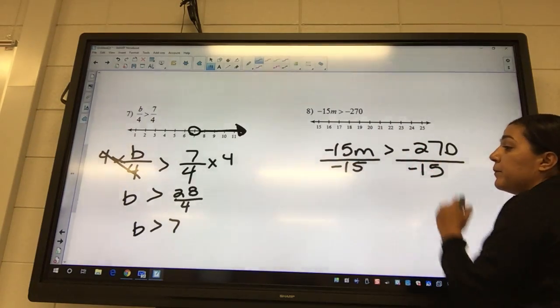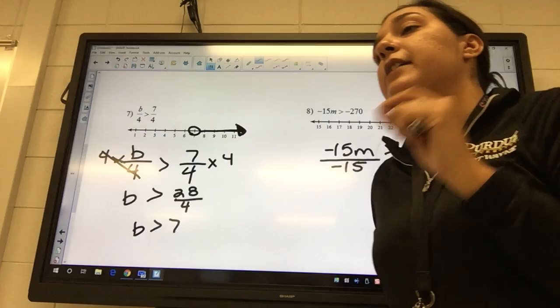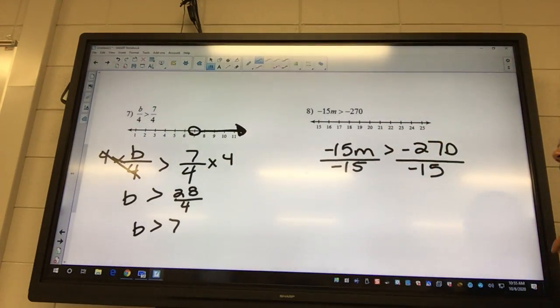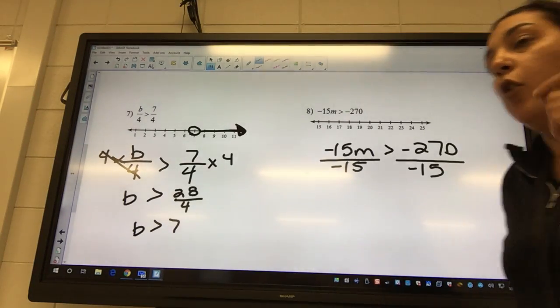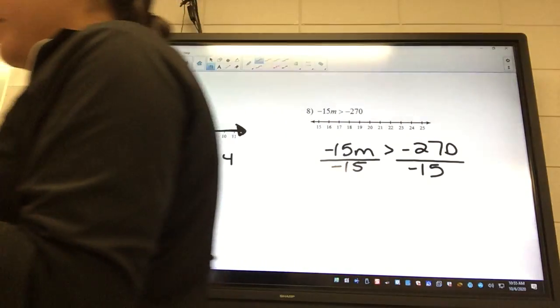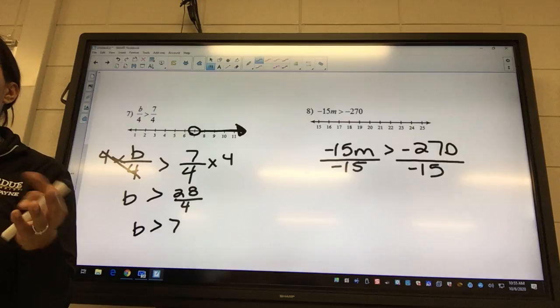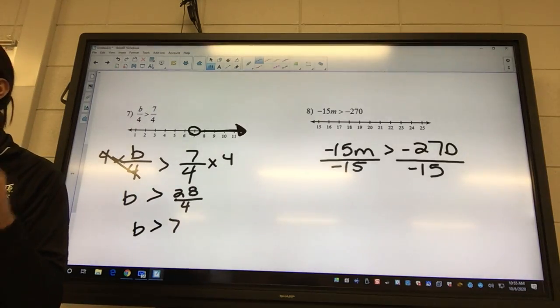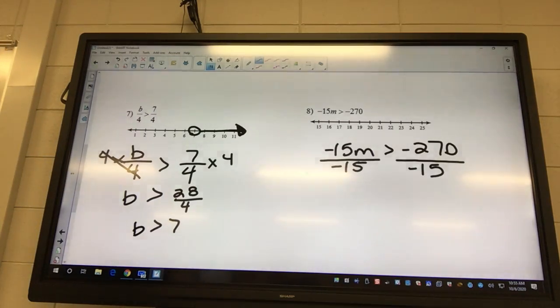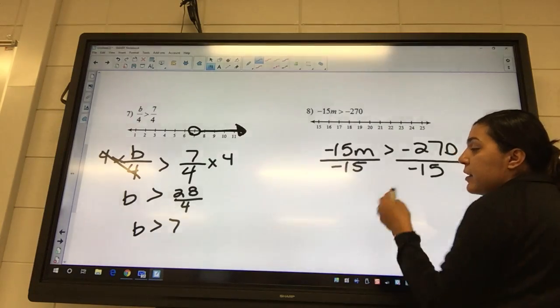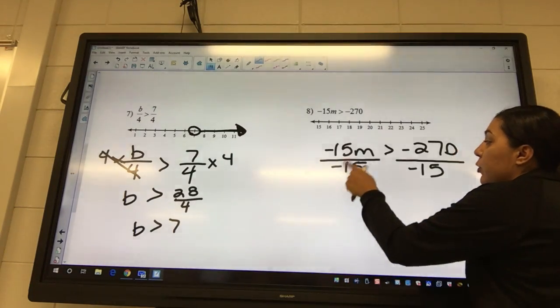Divide by 15. Here is the only change with inequalities, and people forget all the time. When you multiply or divide by a negative, you have to flip the sign. Somewhere on your paper in red, you better write yourself a note: when you multiply or divide by a negative, you have to flip the sign. And I'll show you what I mean. We divided by a negative, and it doesn't really matter what kind of negative. So we need to flip the sign.